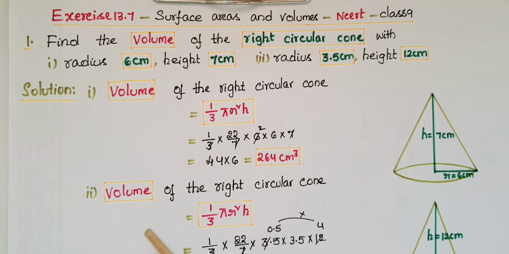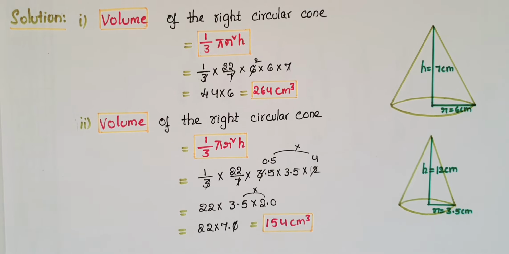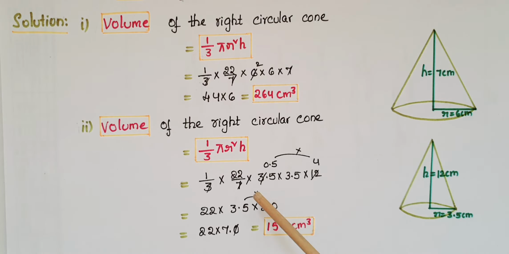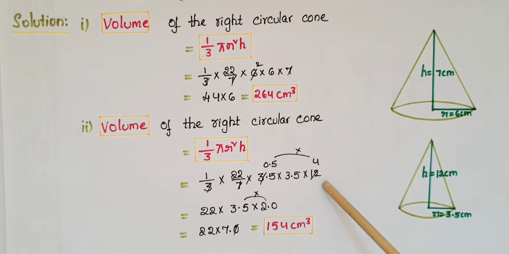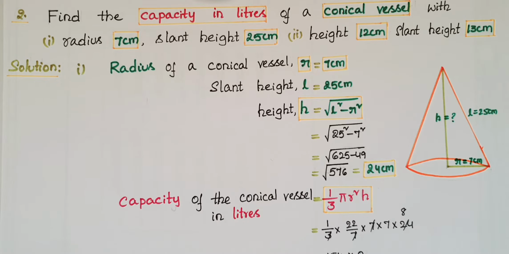Second one, volume of the right circular cone is equal to 1 by 3 pi r square h, that is equal to 1 by 3 into 22 by 7 into here radius is 3.5 centimeters. So 3.5 into 3.5 into height is 12 centimeters. So that is equal to, cancel: 3 ones are 3, 4s are 12, and 7 ones are 7, 0.5s are 3.5. So multiply 22 into 0.5 into 4, which is equal to 2. So 3.5 into 2.0, and again multiply 3.5 into 2 is 7.0, then 22 into 7 is equal to 154 centimeter cube. This is the second problem.